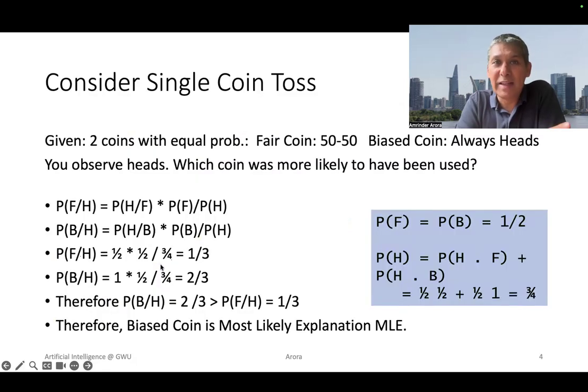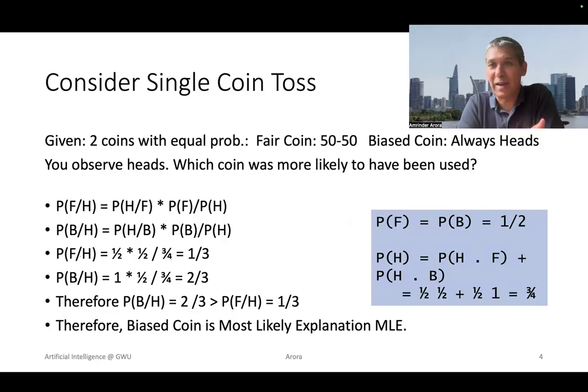So if you think about a single coin toss here, in this case, you have two coins. Let's suppose you have a fair coin and a biased coin. The fair coin gives heads and tails with a 50% probability each. The biased coin always gives heads. You toss a coin, you don't know which one was used, but you observe that the outcome is heads. So the question is, which coin was more likely to have been used?